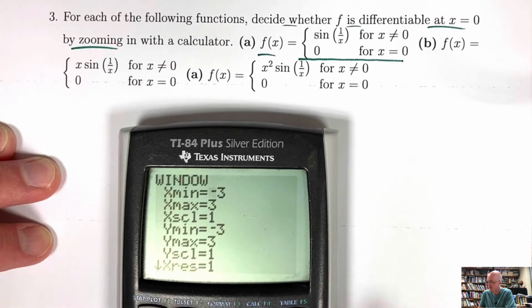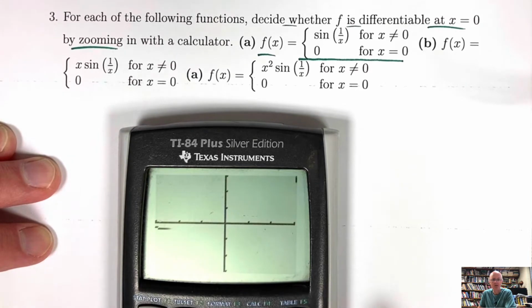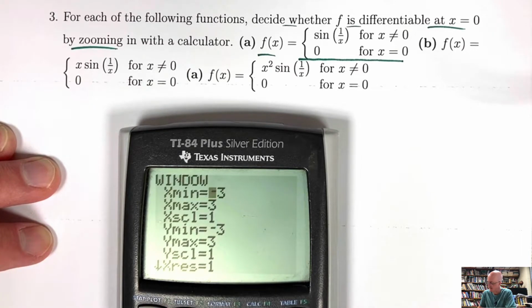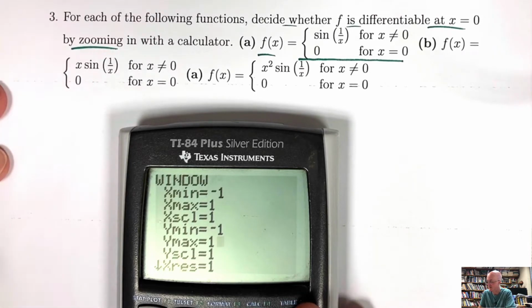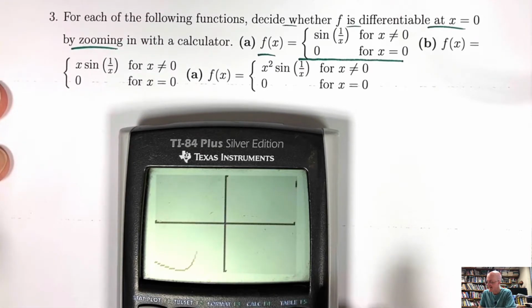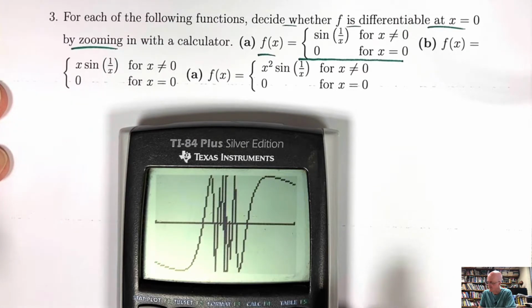I picked this window to start with. Let's go ahead and see what this graph looks like. So here it is. And that's kind of strange. Let's zoom in closer. How about negative 1 to 1? Actually, we'll keep the y min and y max the same from now on, and we'll just zoom in the x direction, even though that kind of contradicts what I said to do before. And wow, it's even weirder than it looked at first. Doesn't look like anything nice is going on near 0.